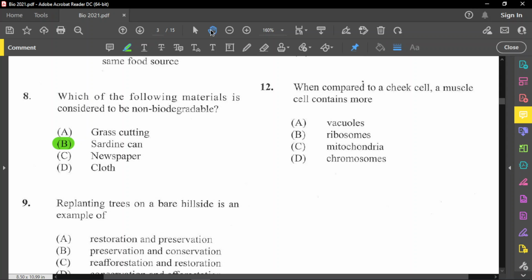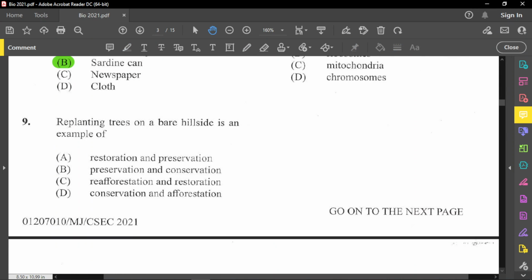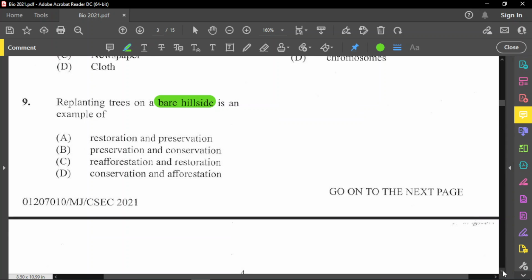All right, let's look at question number 9. Question number 9 reads that replanting trees on a bare hillside is an example of what? And there's a keyword right here that I must highlight real quick: bare hillside. If the hillside is bare, that means nothing is there or nothing was planted there first. So if you look at option A, you'll notice that it says restoration. And restoration means that you're replanting. And the keyword here is bare. So restoration and preservation cannot be the correct option there.